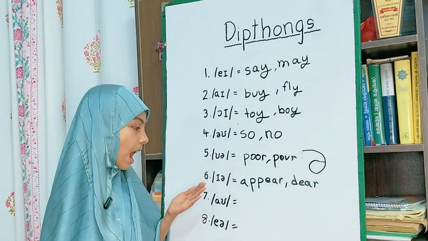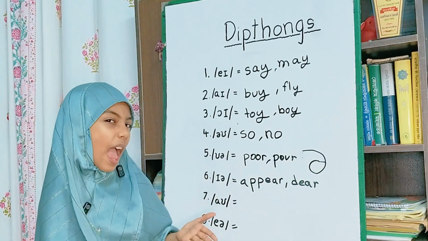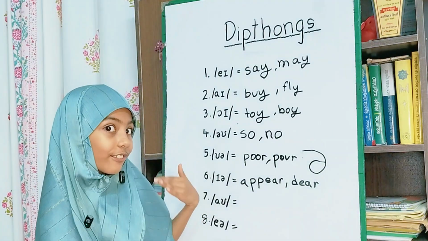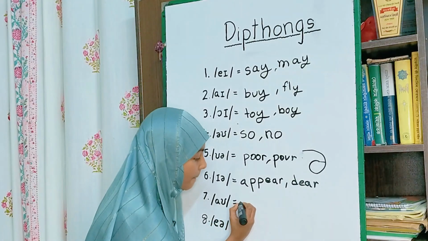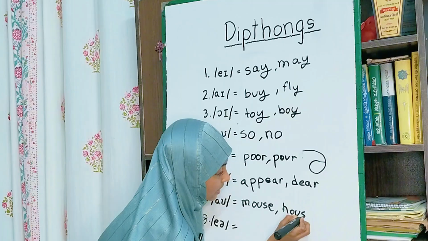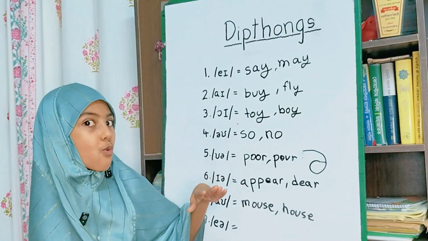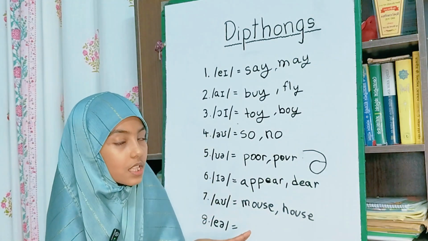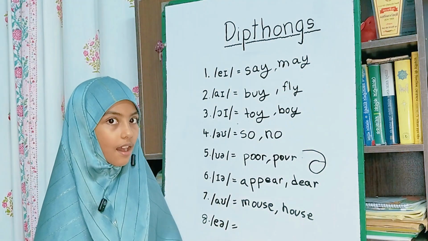Now, ow. It's A and U. We learned it here with I, buy, fly. Ow, such as in mouse, house, mow.